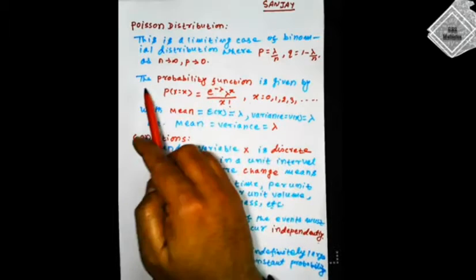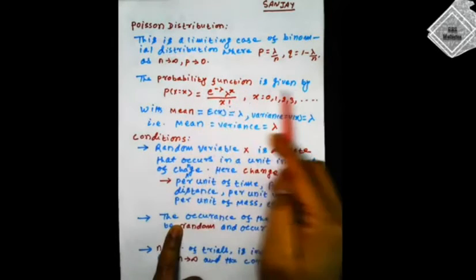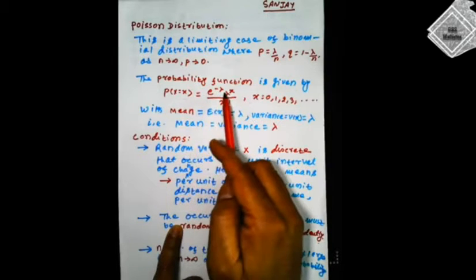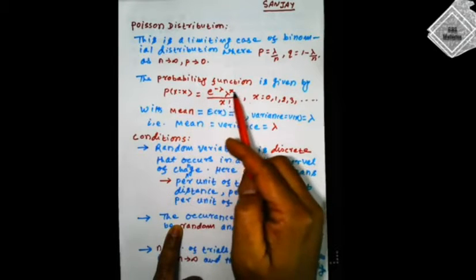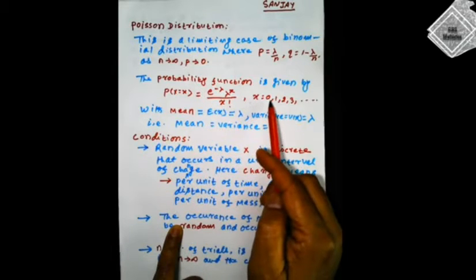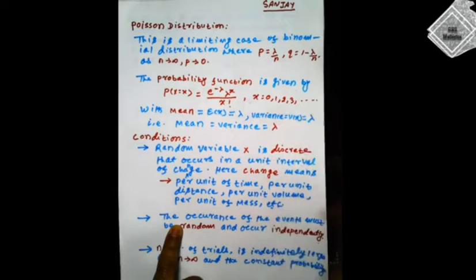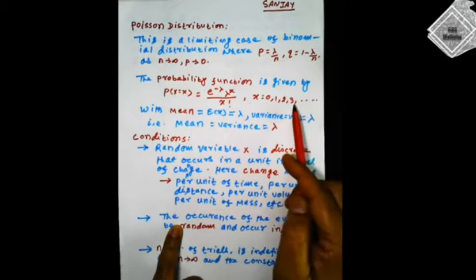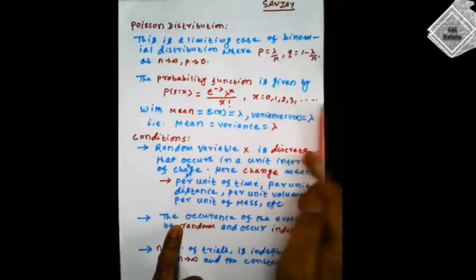That means when n is indefinitely large, P is going to be indefinitely small. In that case, the probability function is given by P(X = x) equals e to the power negative lambda, then lambda raised to the power x divided by x factorial, and the values of x can be 0, 1, 2, 3, and so on. So this is also up to infinity. That means we are not sure how long it's going to be along the line of infinity.